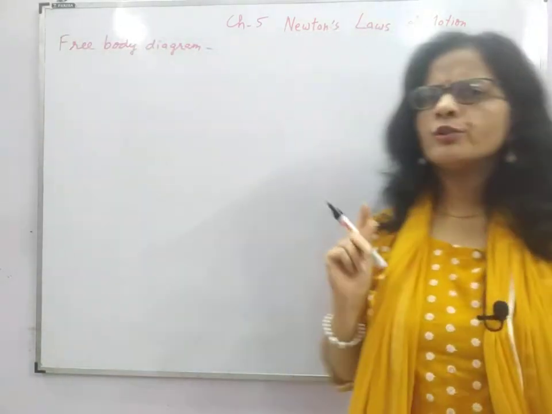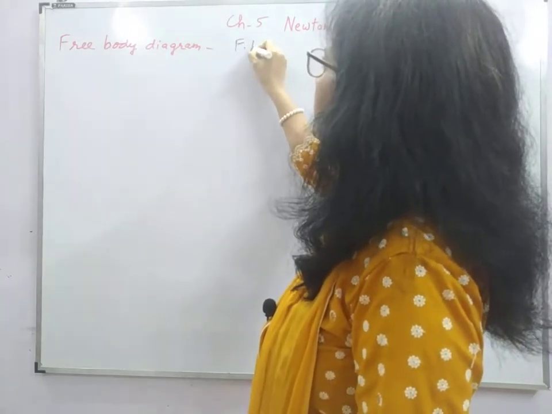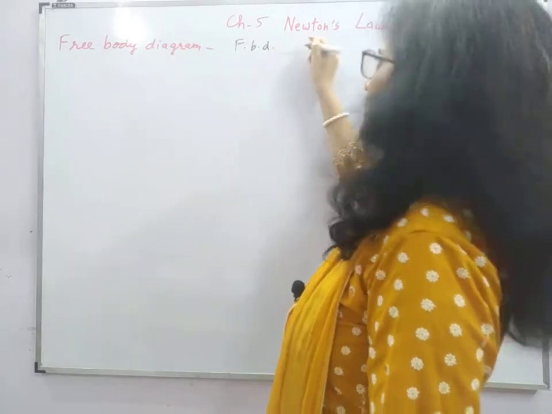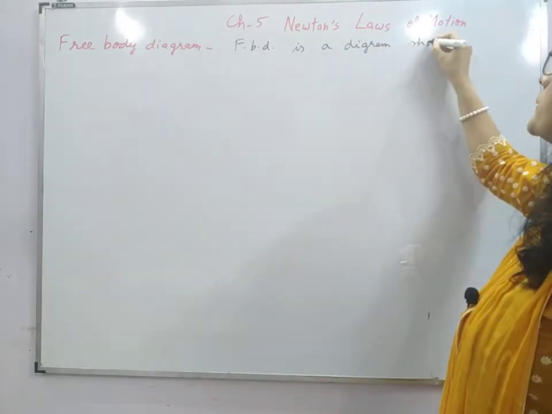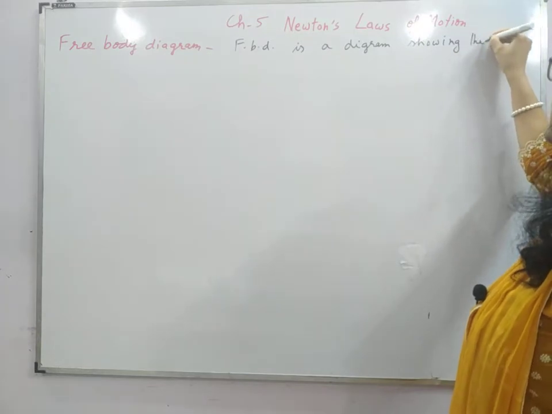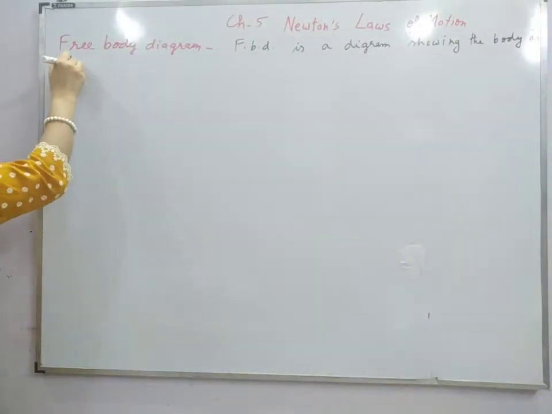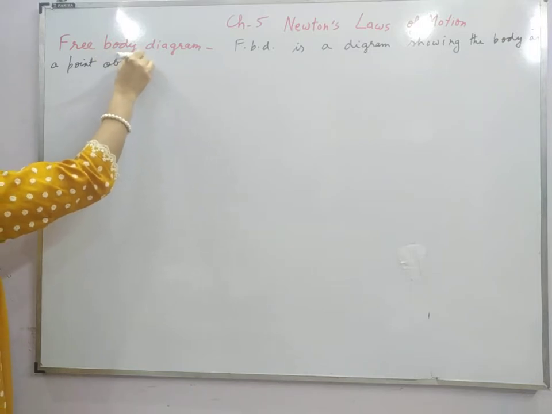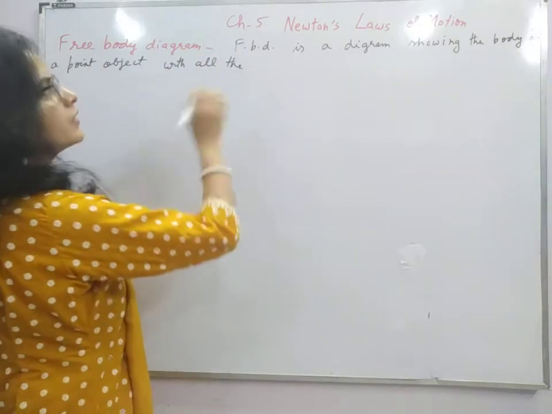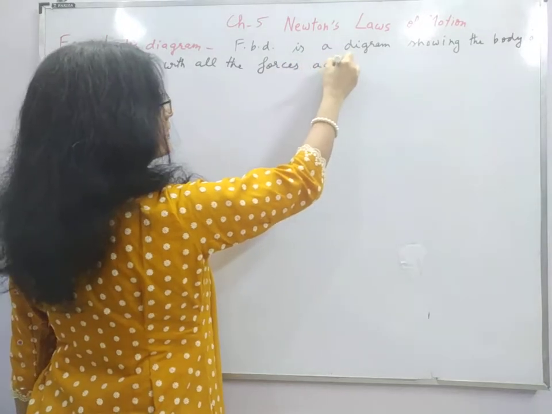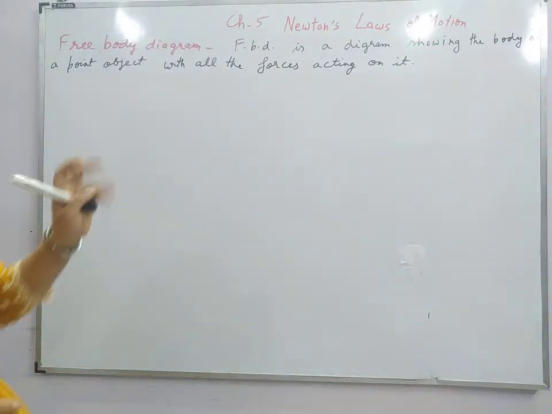So in short, if I want to define free body diagram, I'll define it as, or you can say FBD, that is free body diagram, is a diagram showing the body as a point object with all the forces acting on it, right? But how to draw that?